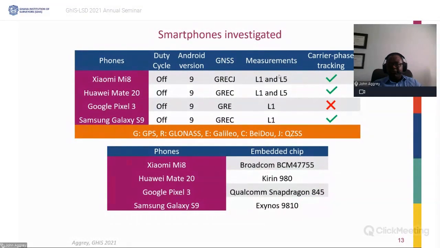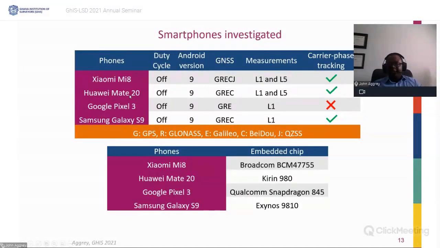So in order for me to actually do this kind of experiment, I took four smartphones. I took the Xiaomi Mi 8, which is a phone developed in China. That phone was able to track GPS, GLONASS, Galileo, BeiDou, and the QZSS. And the measurements that came into play were the L1, L5 measurements.